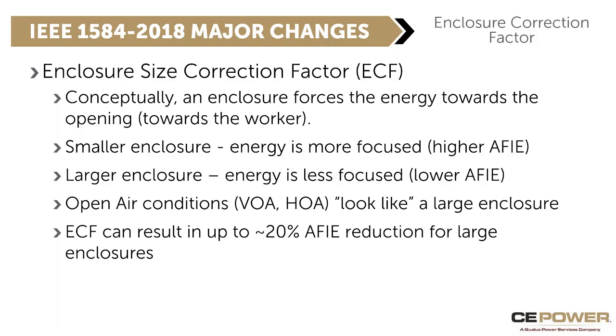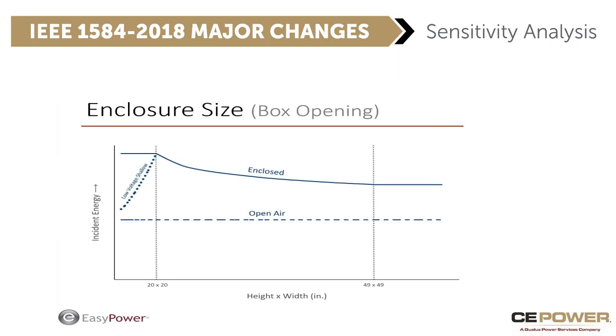And so let's look at this graphically now. EasyPower has a really good visual of what this is really doing behind the scenes. And so we can see there on the left, that's that minimum enclosure size, 20 by 20 inches. Anything smaller than that still has that correction factor of 100%. And then as we get a larger and larger enclosure, up to the 49 by 49 inch point, it can be reduced by up to 20%. And so I think conceptually that one makes a little bit of sense.